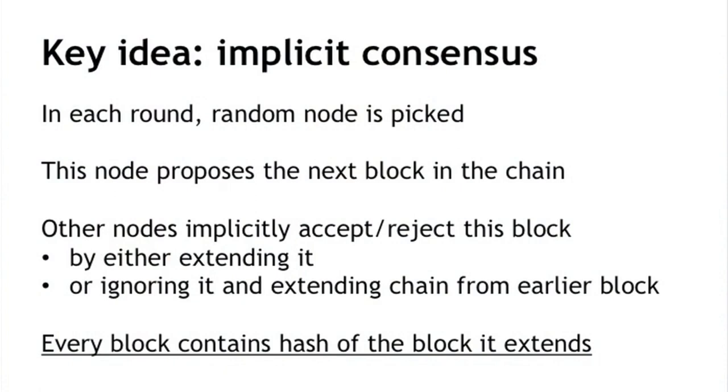Here's the key idea. What becomes possible under this assumption of random node selection is something called implicit consensus. So what is implicit consensus? In each round, and there are going to be multiple rounds, each round corresponding to a different block in the blockchain, in each round a random node is somehow selected, magically for the moment, and this node gets to propose the next block in the chain. There is no consensus algorithm, there is no voting. This node simply unilaterally proposes what the next block in the blockchain is going to be.